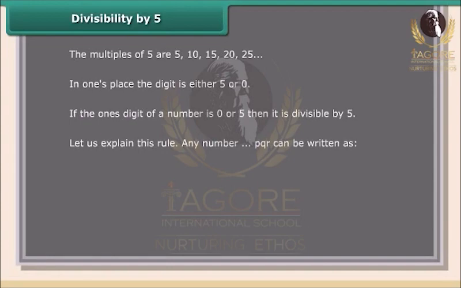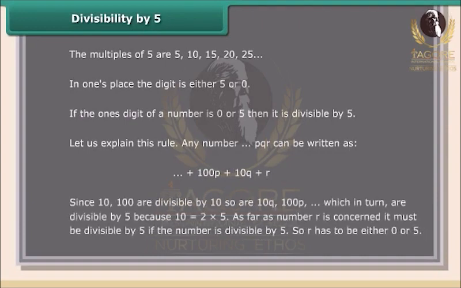Any number PQR can be written as 100P plus 10Q plus R. Since 10 and 100 are divisible by 10, so are 10Q and 100P, which in turn are divisible by 5 because 10 is equal to 2 into 5. As far as the number R is concerned, it must be divisible by 5 if the number is divisible by 5. So, R has to be either 0 or 5.